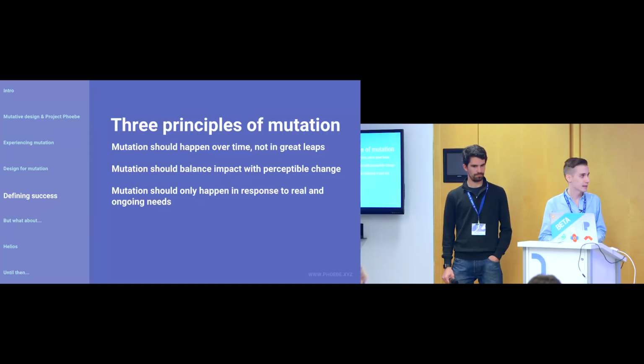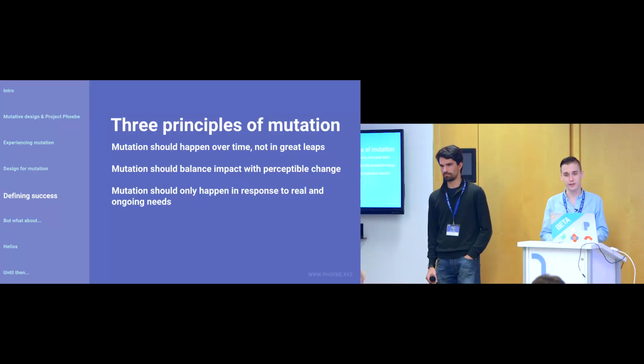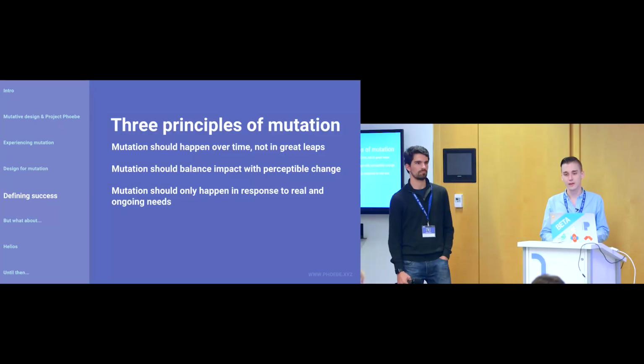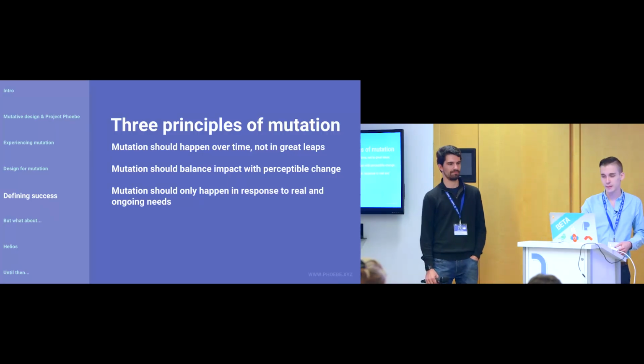Second, mutation should balance impact with perceptible change, and that goes to what I was just saying. You should seek the highest amount of impact for the user with the lowest amount of perceptible change. And mutation should only happen in response to real and ongoing needs. In other words, it should only happen in response to characteristics of the user and not things that we want the user to do. So the goal is not to manipulate the user into using a new feature or clicking on a new button. It's to help them succeed in the tasks that the app has in an impartial way that just allows them to be included in the experience.